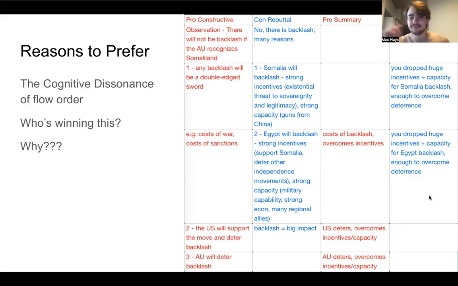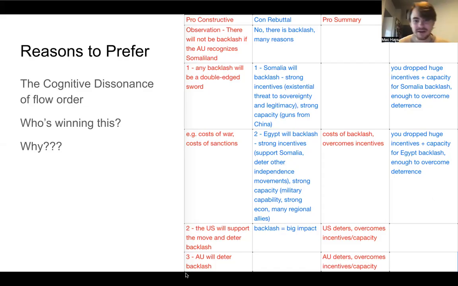Warrant one is any backlash will be a double-edged sword because there are lots of costs of things like war and sanctions. They go both ways, so that will deter them from wanting to do it. Number two is that the US will support the African Union's recognition of Somaliland. They have some warrant for why that's going to be the case, and this will deter backlash. And number three is that the African Union itself is a pretty powerful organization, and so there's a fear of anyone who might backlash that they would have to run into this organization that might fight back in some way or defend the interests of Somaliland. And so there will not be backlash.